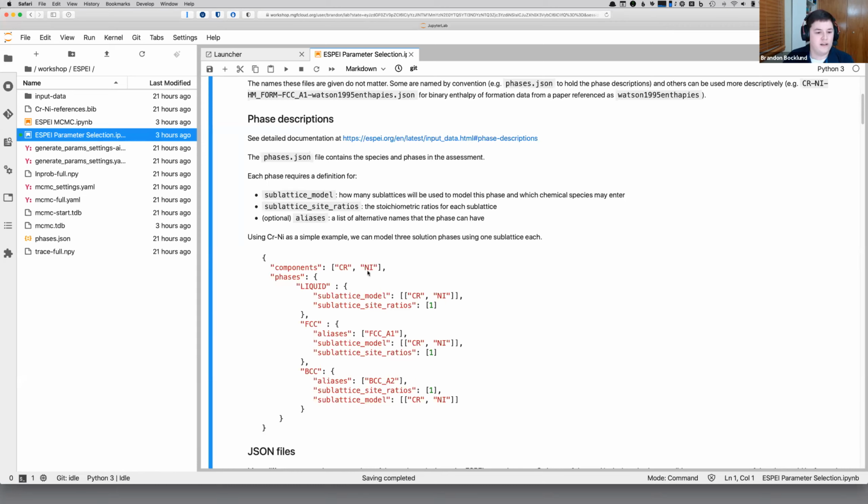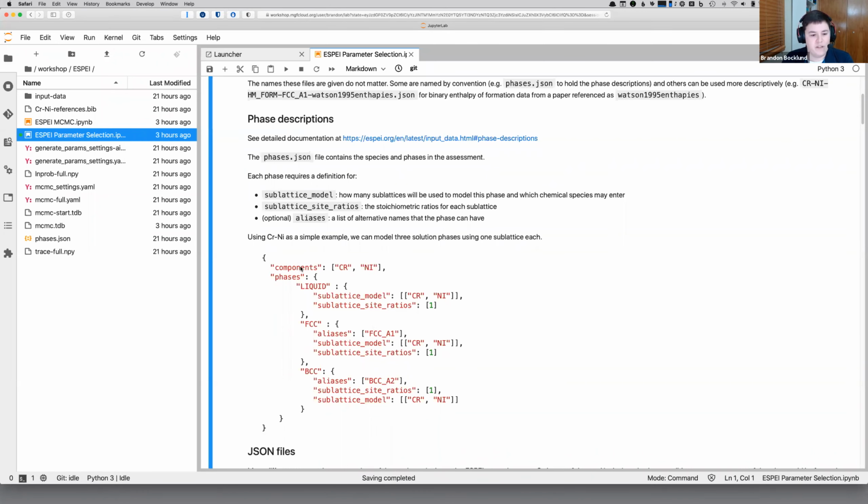And so for any assessment, you need to define the components. So in this case, today we're going to look at chrome nickel in these examples just because it's simple. And so this was a binary, of course. But I should mention that with ESPEI, you can do arbitrarily sized multi-component systems in both the parameter generation and the Markov chain Monte Carlo fitting. So there's no limitations in the software for what you can do. You're really limited by the data that you have and the computational time for the Markov chain Monte Carlo simulations.